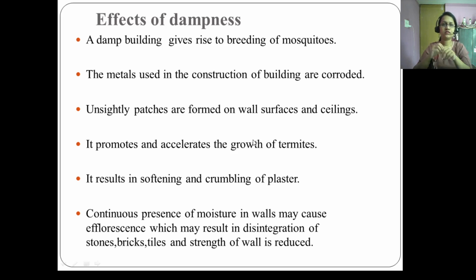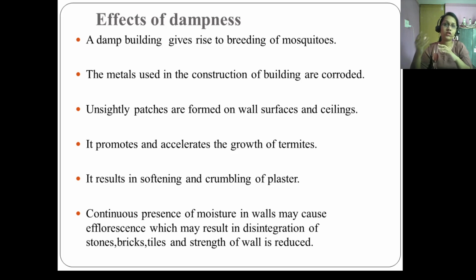Then the effects of dampness. Dampness gives rise to the breeding of mosquitoes and creates unhealthy living conditions. Travel of moisture through walls and ceilings may cause unsightly patches. Moisture travel may cause softening and crumbling of the plaster, especially lime plaster. The wall decoration is damaged, which is very difficult and costly to repair. Continuous presence of moisture in the walls may cause efflorescence, resulting in the disintegration of the bricks, stones, tiles, and consequent reduction in the strength.